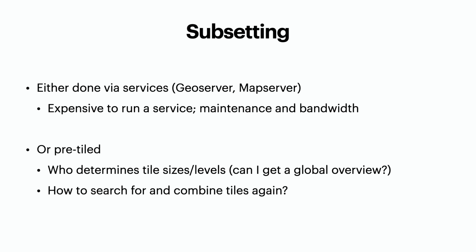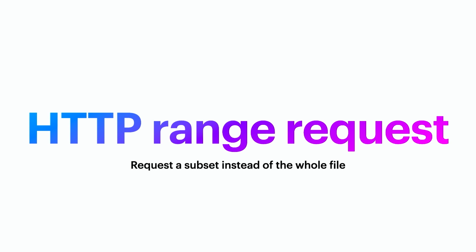And some smarter minds than I have thought about this problem, and they came up with a very, very old solution. And that's called HTTP range request. And I'm talking about the solution first, and then introducing actually how it solves stuff. So this is plain old HTTP, basically how you browse the internet. And what it allows you to do is request a subset instead of the whole file.